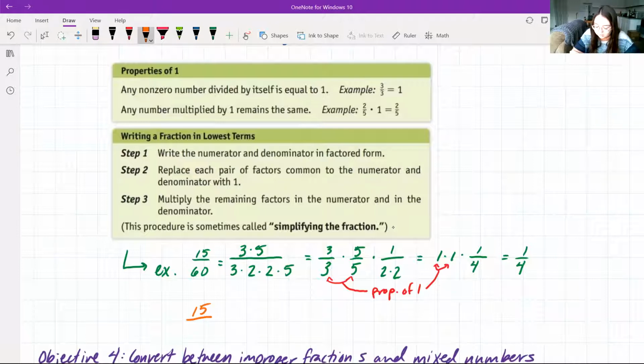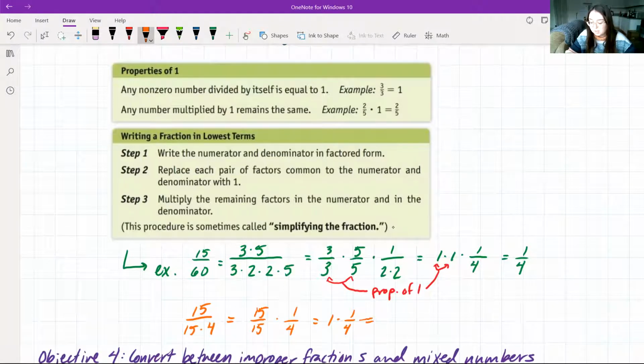15 divided by 15 times 4. Because 60 is divisible by 15 and 4. And then this would end up giving us 15 divided by 15 times 1 divided by 4. And we get 1 divided by 4 since we know 15 times 1 is the same thing as 15, and we have to have a numerator with our 4, which was in the denominator. So it becomes 1/4. Then we know 15 over 15 becomes 1 by the property of 1. So we get 1 times 1/4, which will be equal to 1/4.